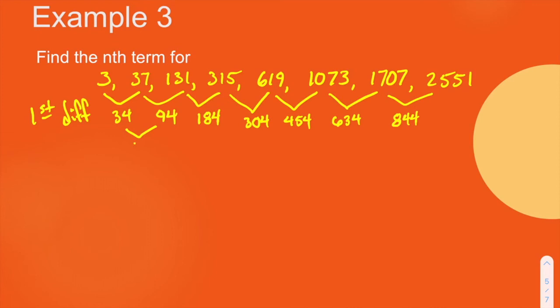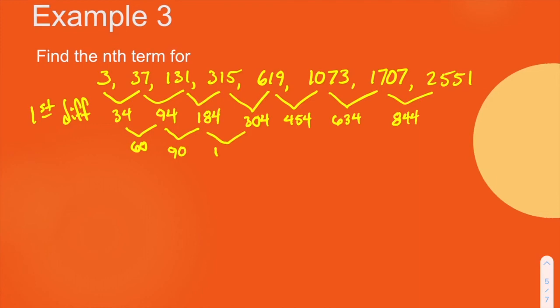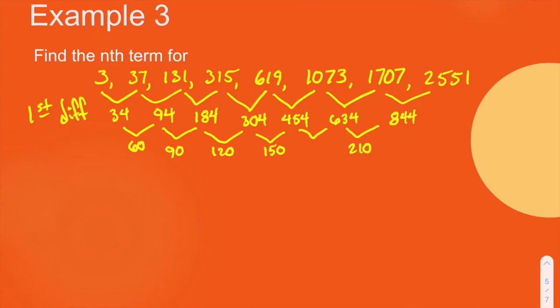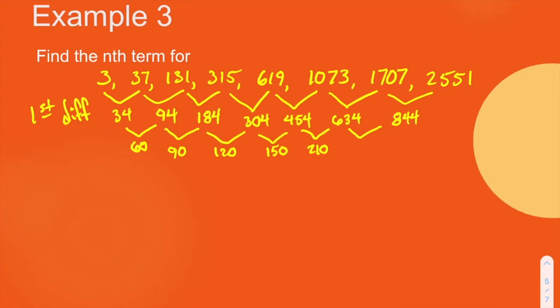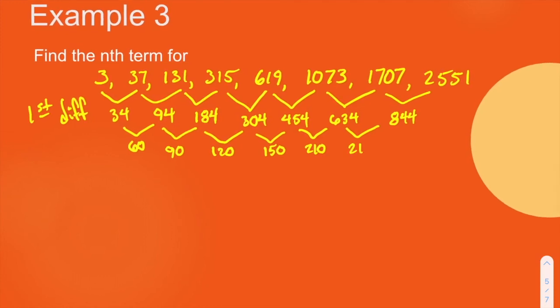Well, 94 minus 34, that one's an easy one, that's 60. 184 minus 94, that's 90. 304 minus 184, that's 120. 454 minus 304, 150. Starting to look a little bit more orderly here. 634 minus 454, 180. 844 minus 634, 210. All right, so that's our level of second differences, and we're still not the same. So let's just keep going and see if we can get it now.